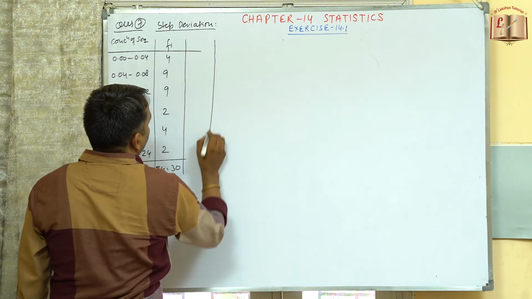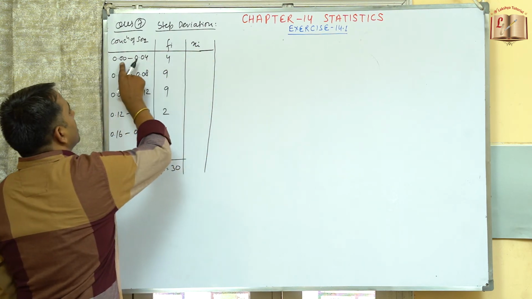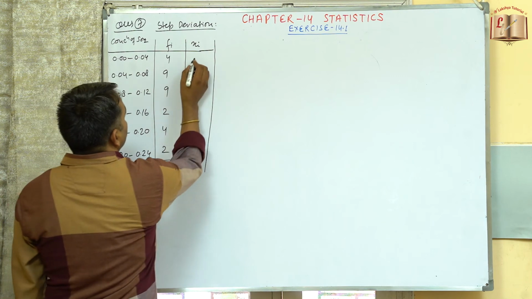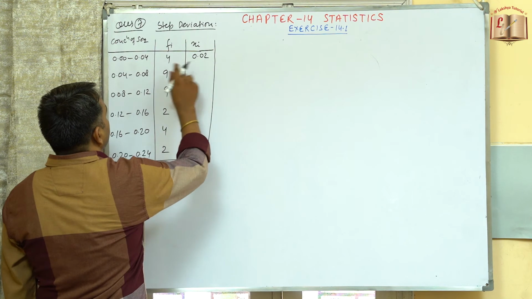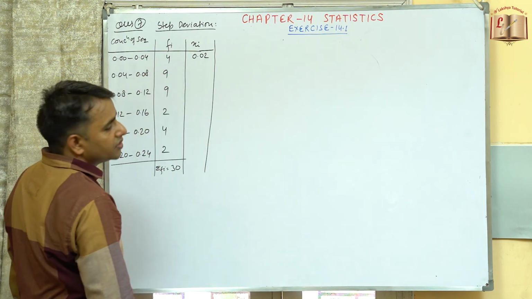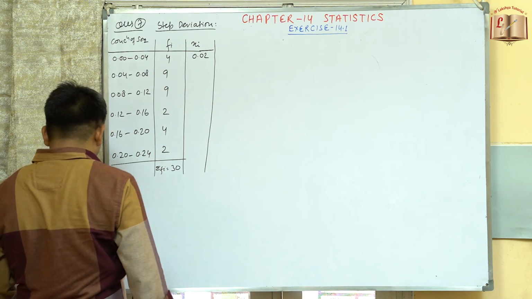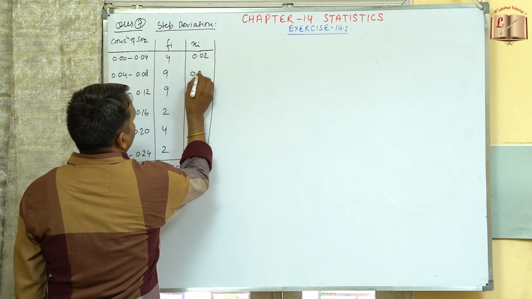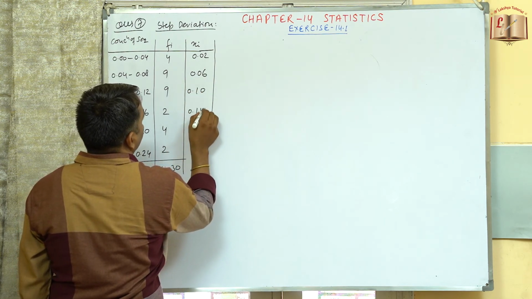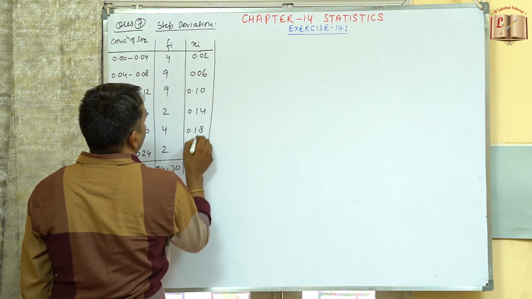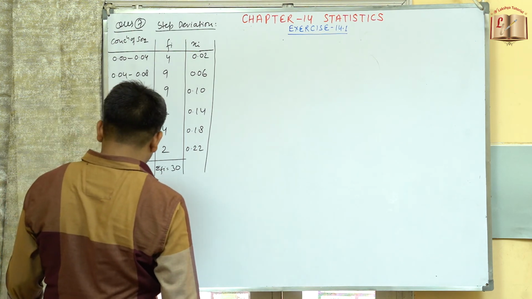Now first of all we will find out xi. So xi will be the sum of the upper limit and lower limit divided by 2. So for the first case this will be 0.02. For the next case again they are increasing at the interval of 0.04. So now what we will do is keep adding 0.04 in each. So this will be 0.06, then 0.10, 0.14, 0.18 and last will be 0.22.